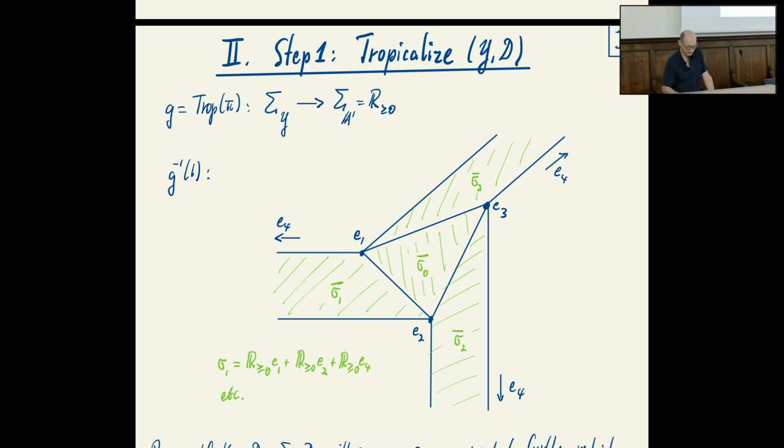It's an affine chart, the way I've written it. So this is the intersection with D1. I've given a bar here to distinguish these intersections with D1. So what sigma 1 means is the simplicial cone generated by E1, E2, and E4.